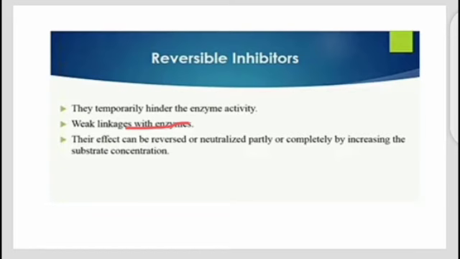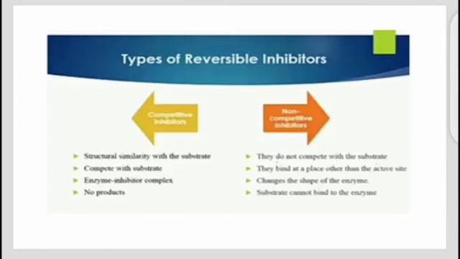How? Because by increasing the substrate concentration, it means that if you increase the concentration of the substrate, the enzyme is going to attach itself to the substrate and the reversible inhibitor will be released from the enzyme. Now the two types of reversible inhibitors are competitive and non-competitive inhibitors.